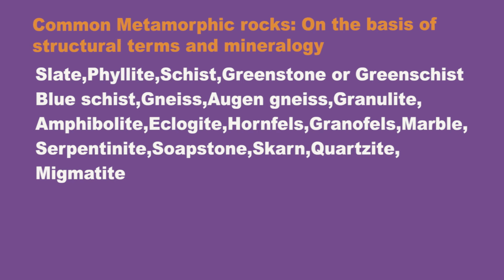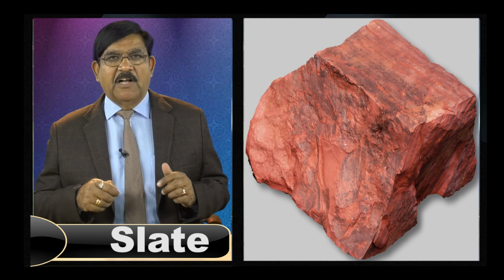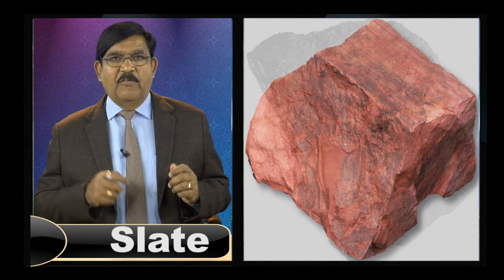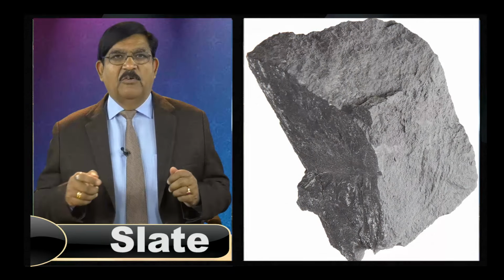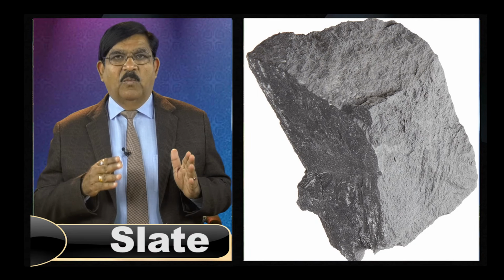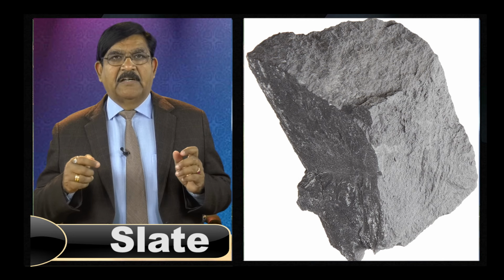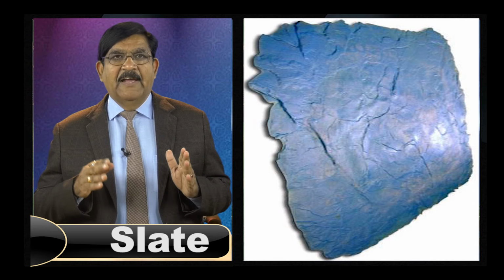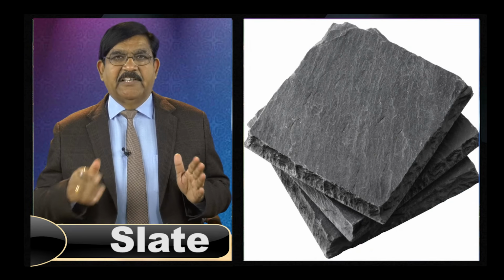On the basis of structural terms and mineralogy, the common names of metamorphic rocks are: slate, a very fine-grained rock characterized by slaty cleavage. In the field, a slate can be distinguished from shale by the absence of earthy smell. When we moisten it with our breath, shale develops an earthy smell and tends to cleave into thin, flat sheets.